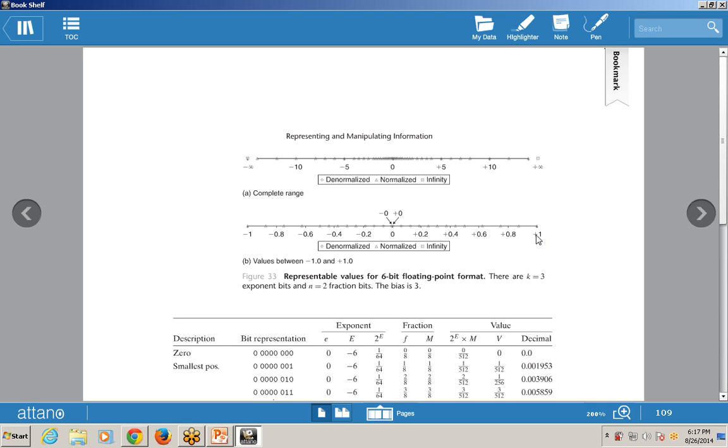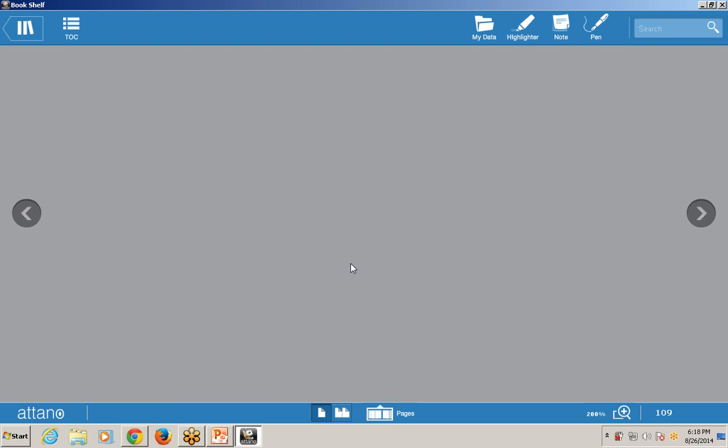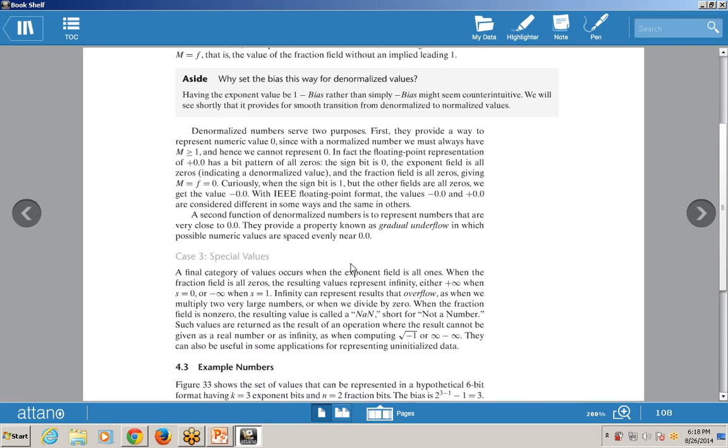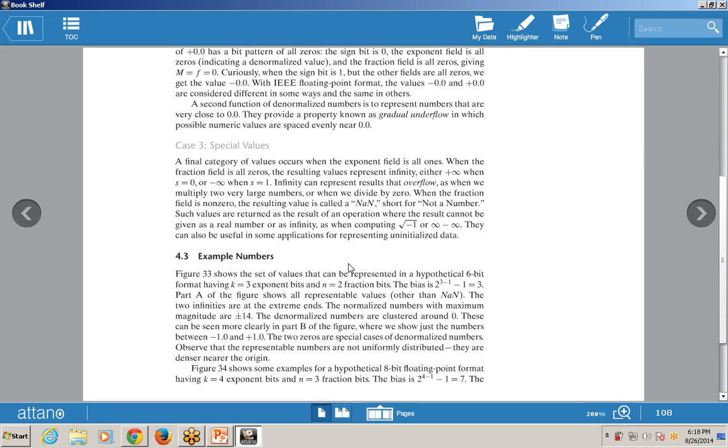This is the complete range, that is plus 1, 0.8, 0.6, 0.4 and 0.2. Starting with 0, all the values on the right hand side of the 0 are positive values, and all the values on the left hand side of the 0 are negative values, that is minus 0.2, minus 0.4, minus 0.6, minus 0.8 and minus 1.0. This says values between minus 1.0 and 1.0, negative and positive. These are examples of how we can represent multiple numbers. This topic is only examples of the numbers which I have told you.